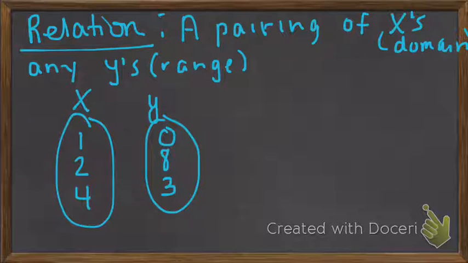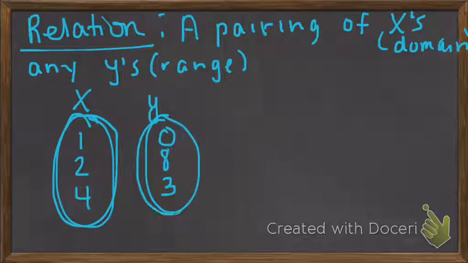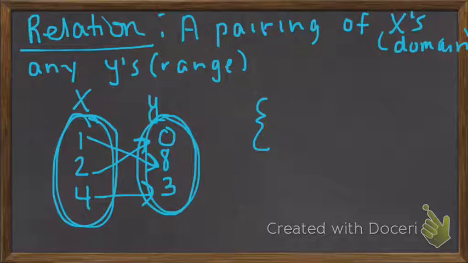We can have a mapping. So we have this circle that represents the domain, or the x's, and then the second circle represents the y's, or the range. And if they're paired together in any fashion, like so, then this would be called a relation. We could also write it in set notation.